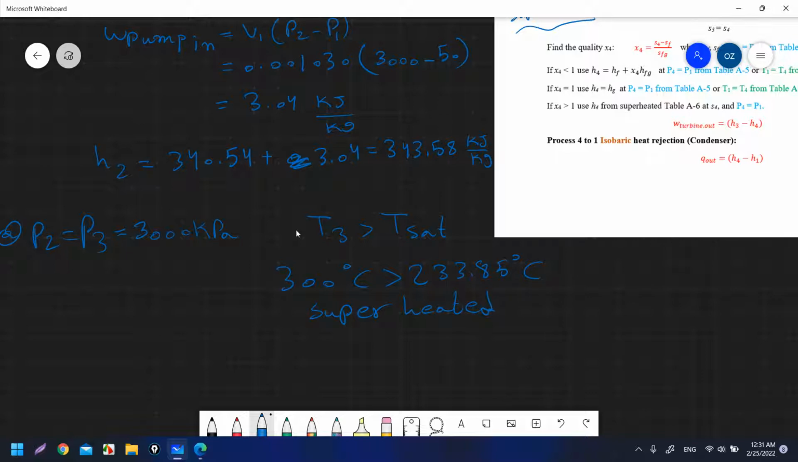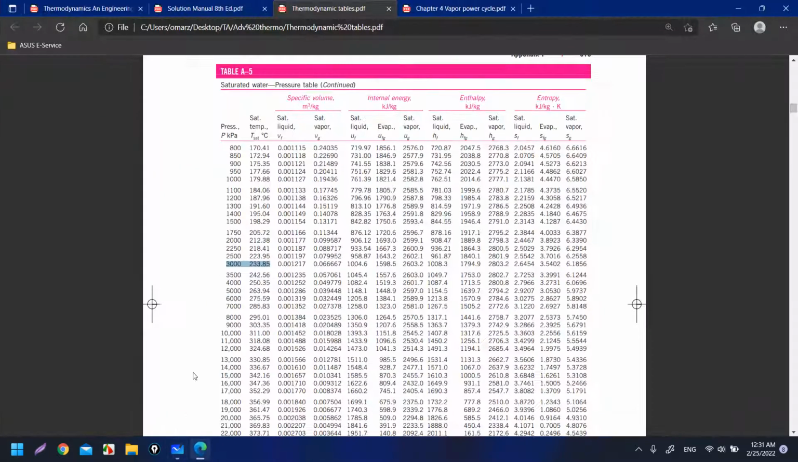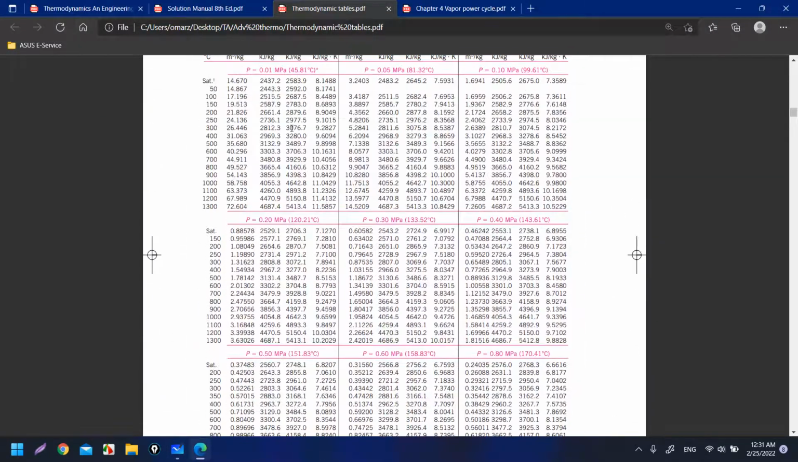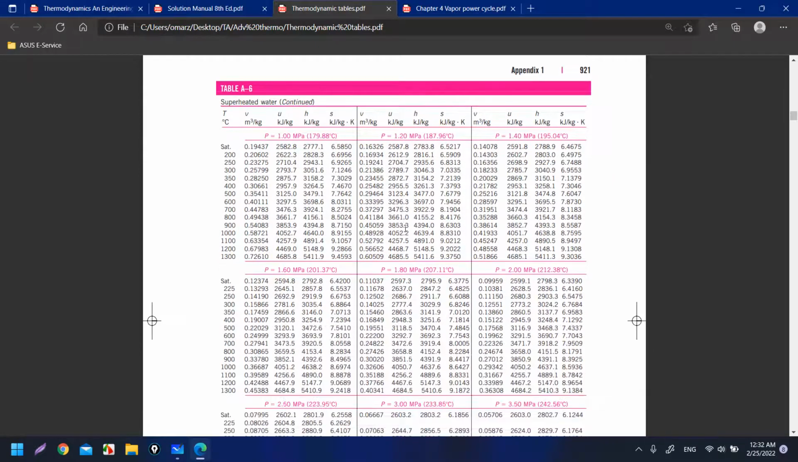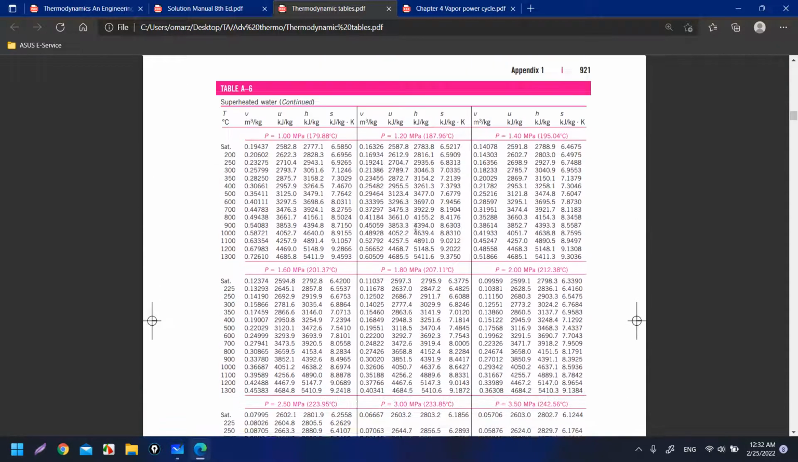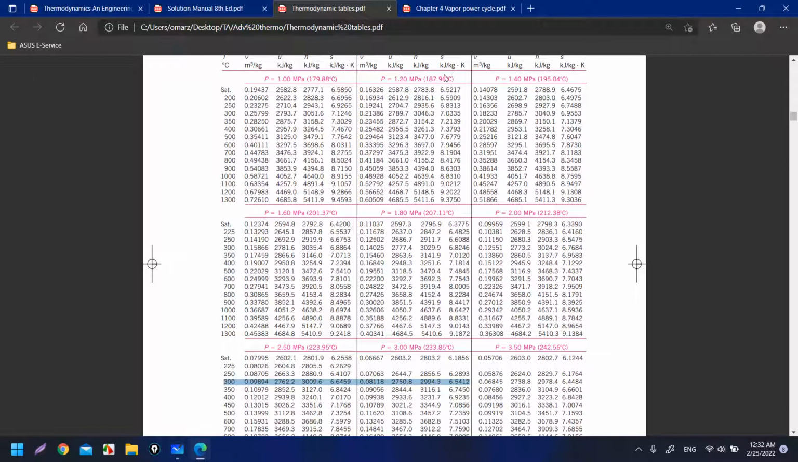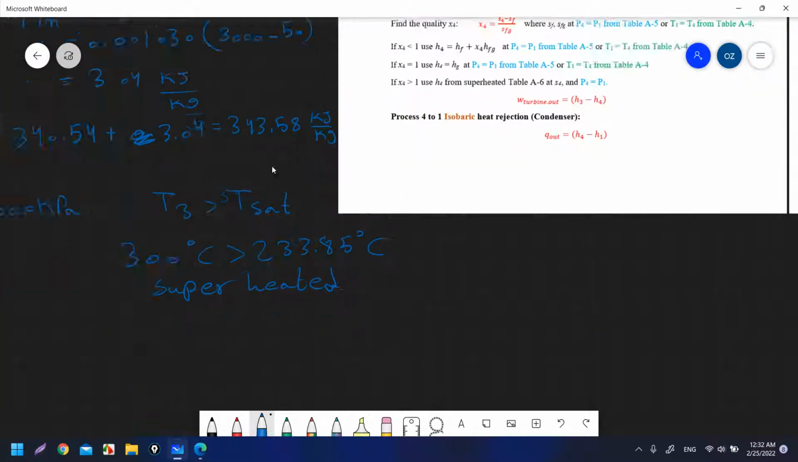So I will go to table A6. A6 is the superheated table. Table A6 with 3 megapascal, which is 3000 kilopascal, at 300 degrees Celsius. So this row. And I want to find what? H and S. We said we want S because it is isentropic expansion in the ideal Rankine cycle. So I need these two numbers, H3 and S3.